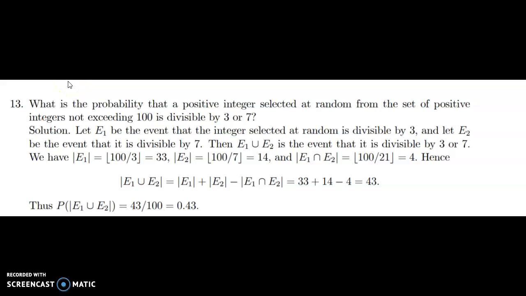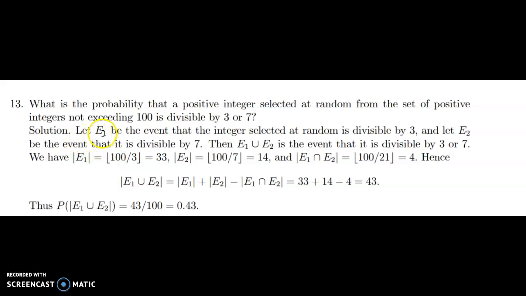Problem 13. What is the probability that a positive integer selected at random from the set of positive integers not exceeding 100 is divisible by 3 or 7? The sample space consists of 100 numbers. What is the event space?